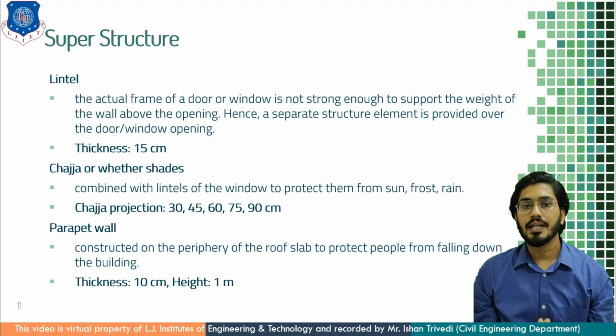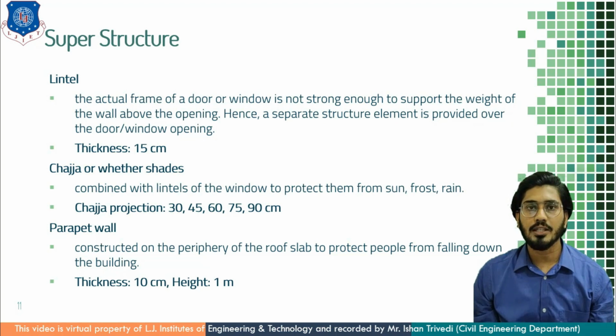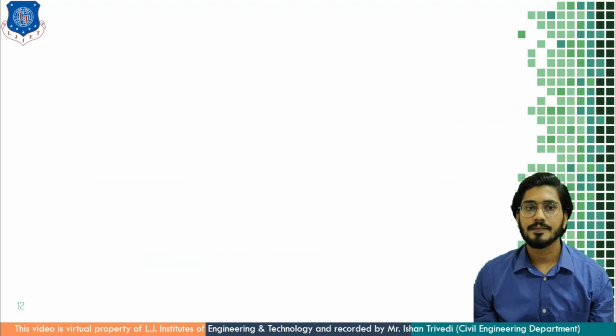It is constructed just above the roof and periphery of that roof slab to protect the people from falling down from the building. The thickness of parapet wall is 10 cm and the height is 1 meter. Remember, the thickness of parapet wall is 10 cm whereas the height is 1 meter.